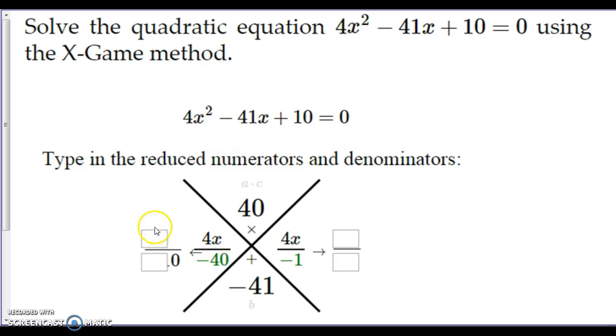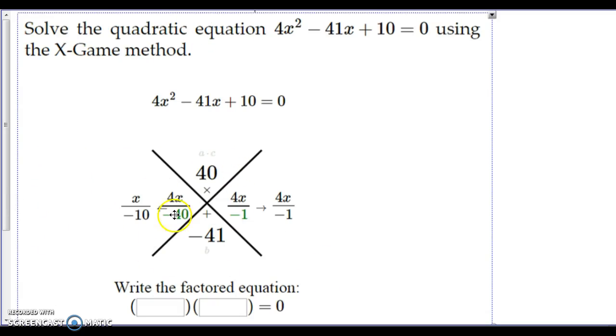So what I did was I typed in the numerator, I typed in 1x, and the denominator I typed in negative 10. And over here I typed in the same exact thing because there were no common factors here, so I typed in 4x in the numerator and my denominator was simply negative 1. As soon as it did that, it prompted me to the next screen.